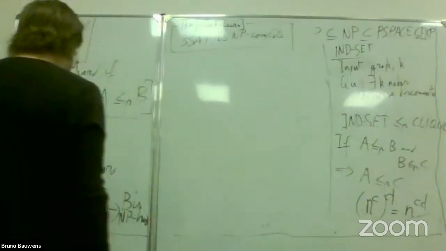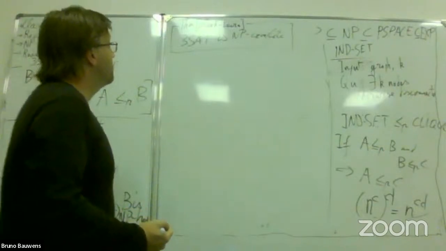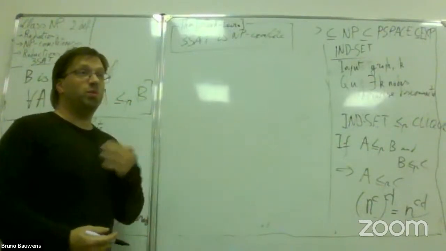Oh, I forgot what I wanted to say. I need to say what the three-SAT problem is. Okay, so the input of this problem is a Boolean formula.